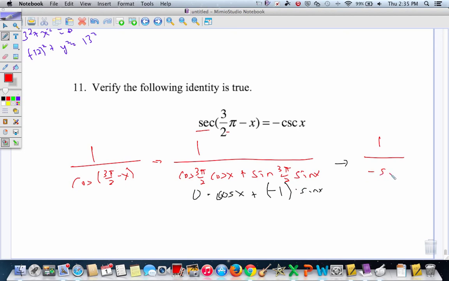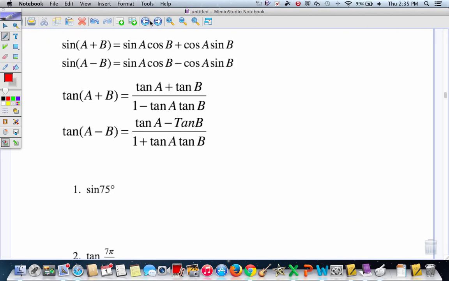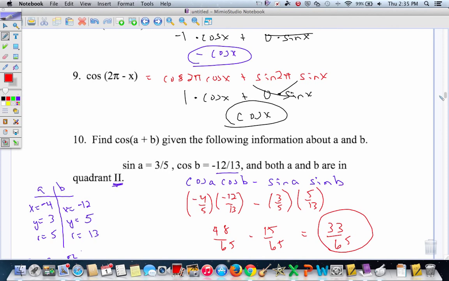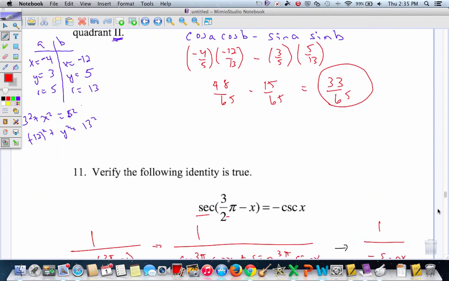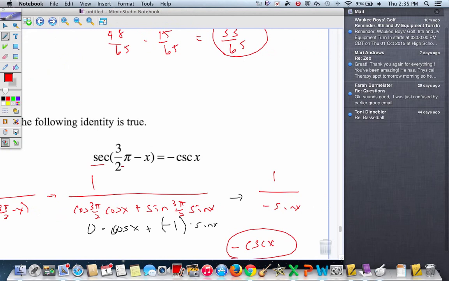As we simplify here, obviously I still have 1 in my numerator. 0 times cosine is 0. I have a negative sign here, and 1 over negative sine is negative cosecant. There is our identity. And I believe that concludes our sum and difference formulas for cosine, because we will start sine with our next lesson.